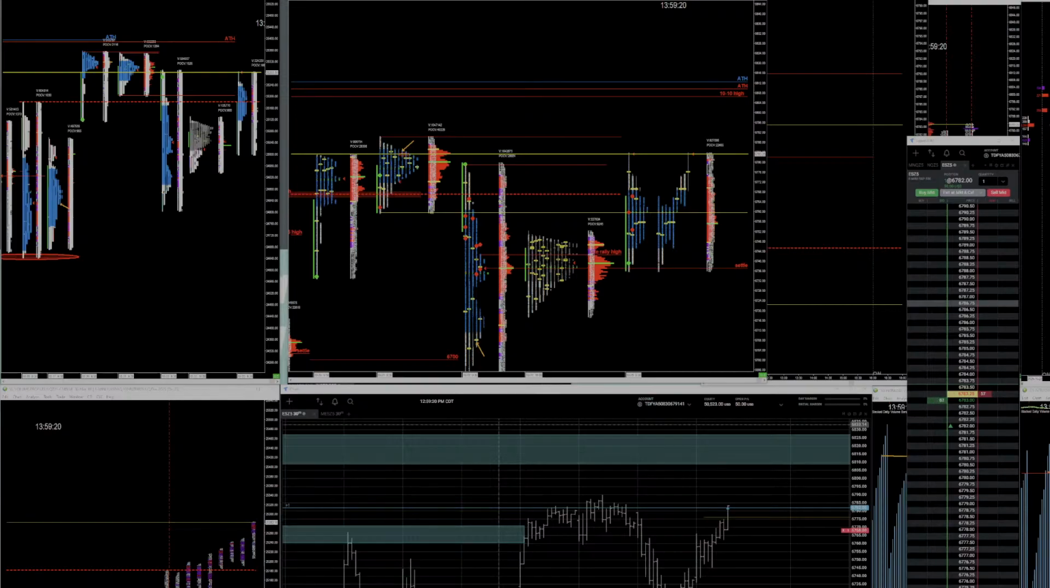Spirit is going to open at the highs. Overall volume has decreased.